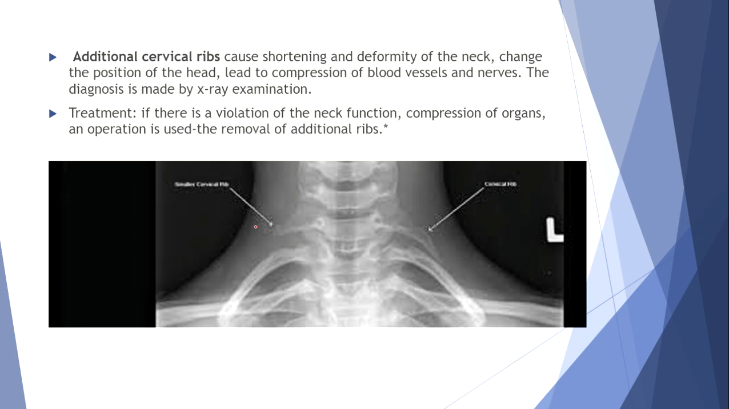Additional cervical ribs cause shortening and deformity of the neck, change the position of the head, and lead to compression of blood vessels and nerves. The diagnosis is made by X-ray examination. Treatment: if there is a violation of the neck function or compression of organs, an operation is used, the removal of additional ribs.